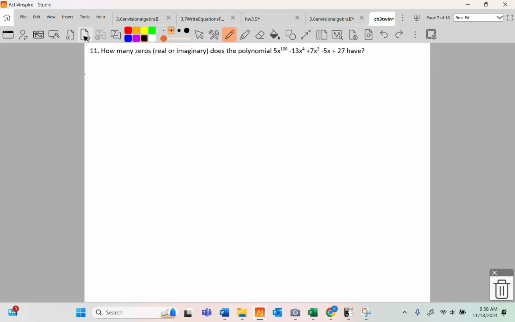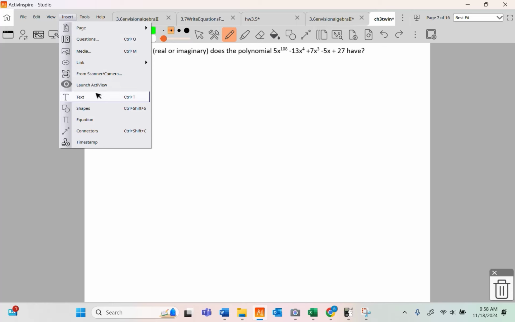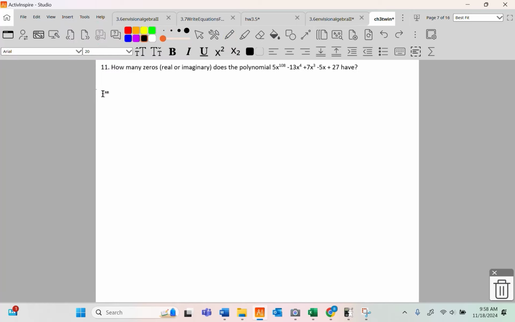Word of the day: conjugates. How many zeros, real or imaginary, does the polynomial 5x to the 8th minus 13x to the 4th, blah, blah, blah, have? What's really, really sad is about 1 in 5 students will miss this question. Blind copiers.